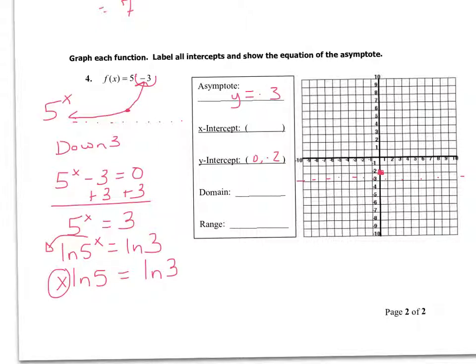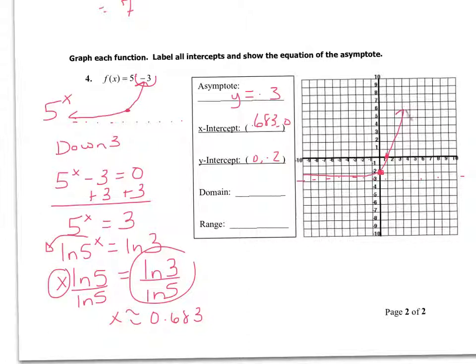To isolate x, we need to divide both sides by the natural log of 5. So this gives me an irrational number. Natural log of 3 divided by natural log of 5 is approximately 0.683. So I'm just going to estimate the x-intercept. It crosses at about 0.7, and I can sketch the shape of the curve. And its domain is all real numbers, or negative infinity to infinity, and its range starts at -3, so we use parentheses since that's located at an asymptote, and it goes up forever, so it approaches positive infinity.